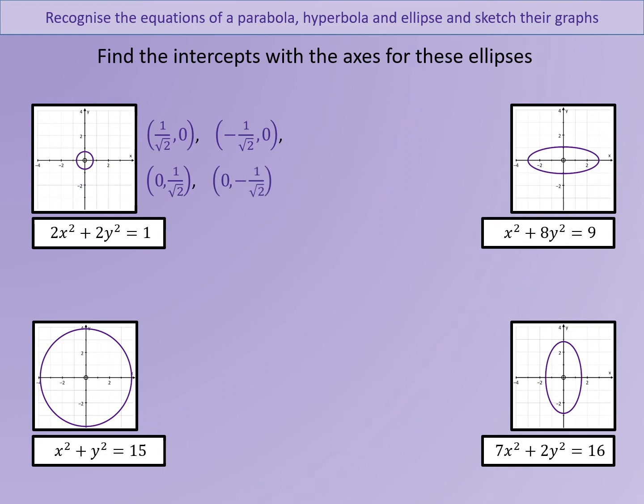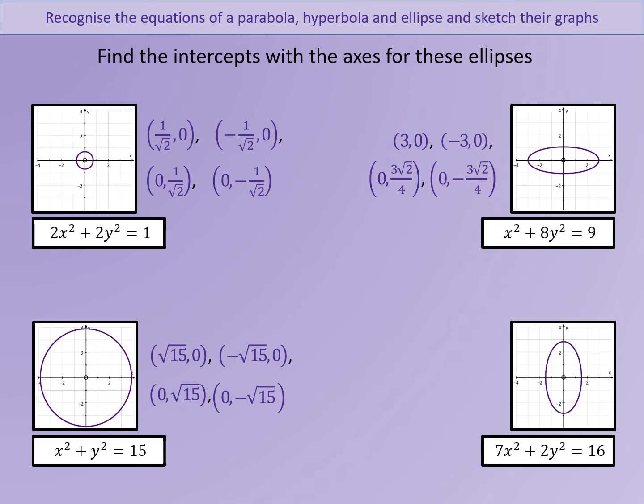So the first one has the intercepts shown here, second one here, the third one, and the fourth.